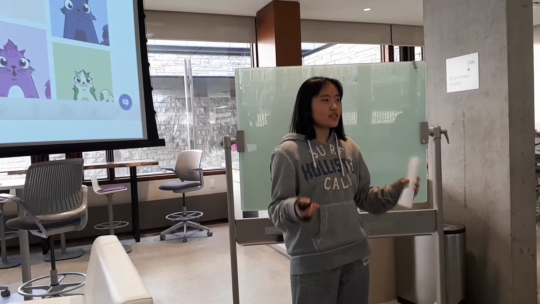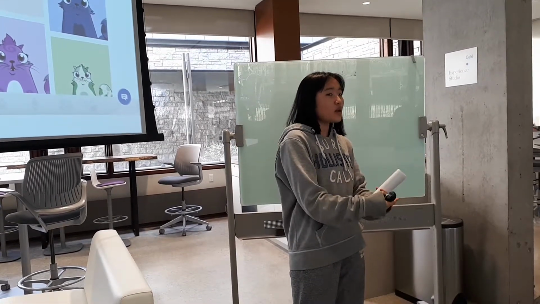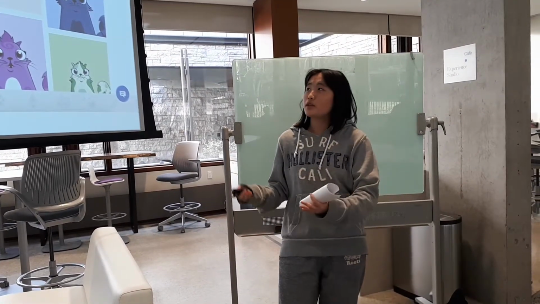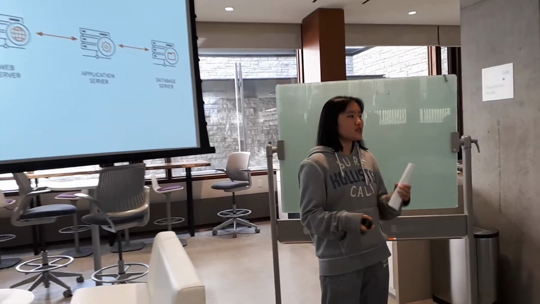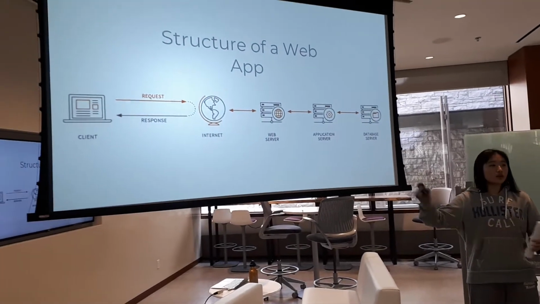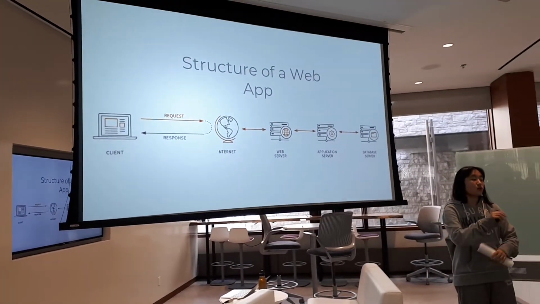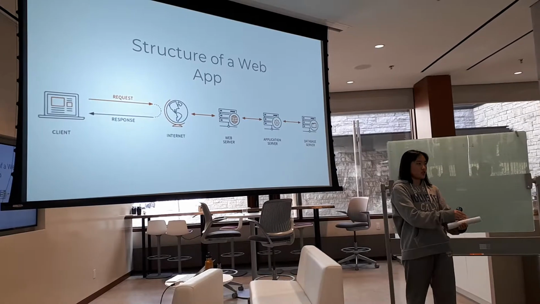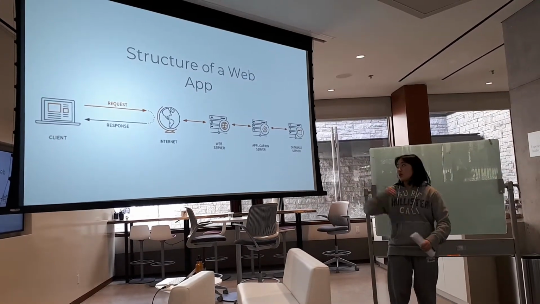So what's the difference exactly between a centralized web app and a decentralized application? There are a lot of differences between the structure, actually. In a traditional web app, we start with the client. The user is going to submit a request to the client, and then that request is going to pass over the internet and onto the web server.